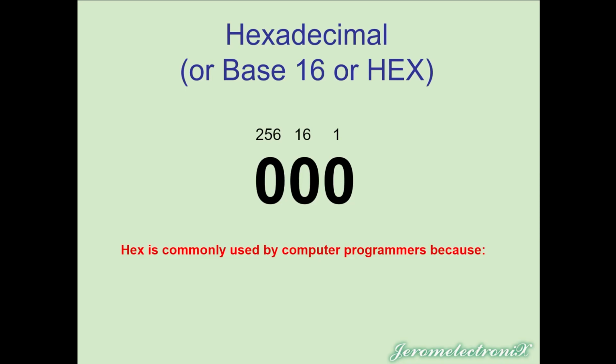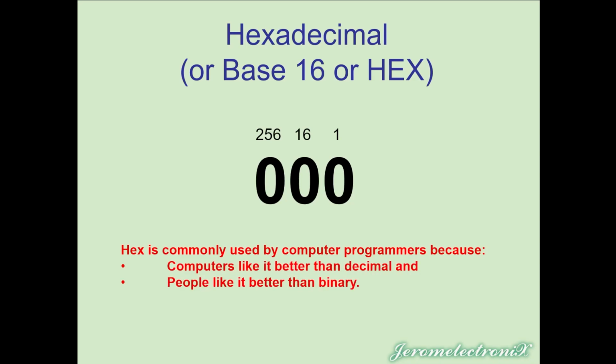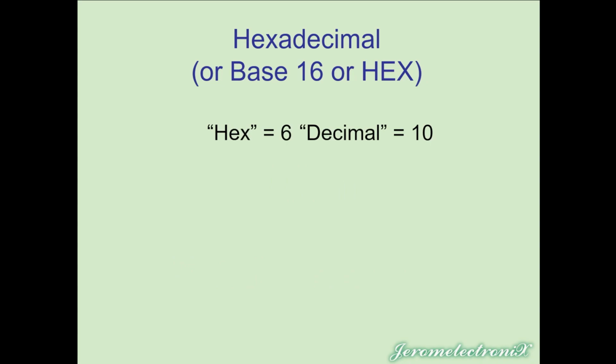Hex is commonly used by computer programmers. You don't need to write this down because we've already discussed it, even though it's red. Hex is commonly used by programmers, computer programmers, because computers like it better than decimal, and people like it better than binary. It's one of those happy medium languages that's easy to convert either direction.